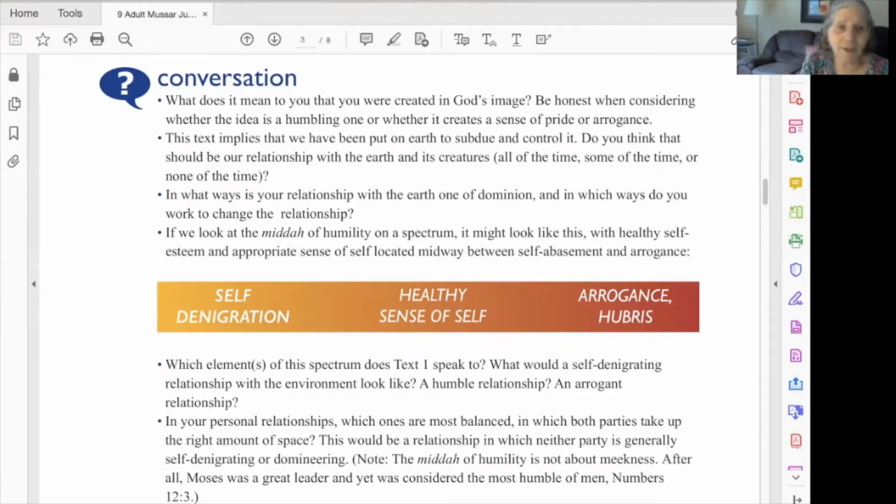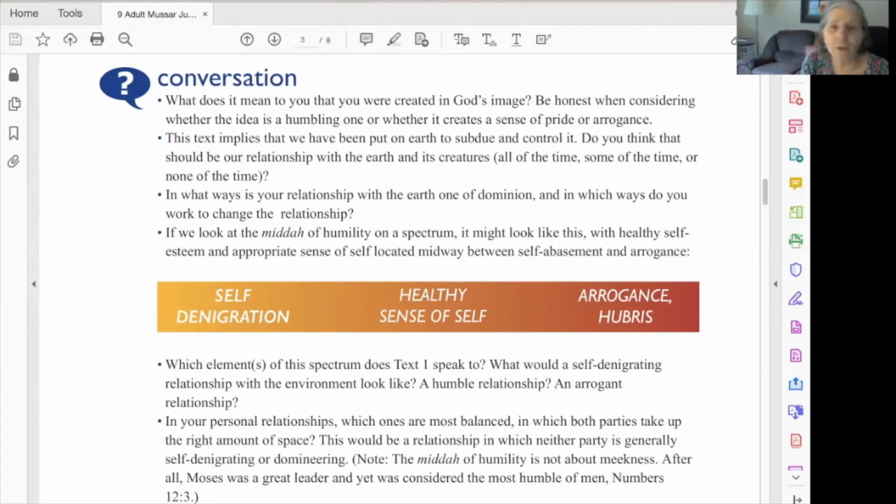The text in Genesis 1 also says that we have been put on earth to subdue and control it. And the question asks, do you think that should be our relationship with the earth and its creatures? And should it be all of the time, some of the time, or none of the time? What is our purpose here? Should we be put on the earth to subdue and control it? Another wonderful large group discussion, which then segues into a small group or chavruta discussion.